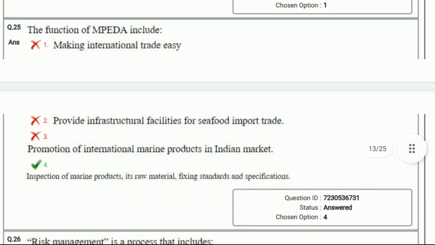Next question: the function of MAPIDA includes. So just in a question we have discussed what is MAPIDA. So MAPIDA is Marine Products Export Development Authority. So its main work is to facilitate the export of marine products from our country. So the answer is inspection of marine products, its raw material, fixing standards and specifications so that we can have a free and fair trade of our fish products to the foreign market.